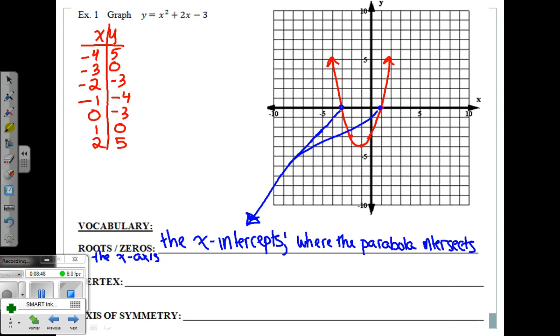Now, if we think about the next one, that's the vertex. That's the point that's all by itself. It's by itself, and there's no point that matches up to it. If you notice, right here, it looks like this curve's going down, and right here it turns back around and starts to go up. So the nickname for the vertex is the turning point.